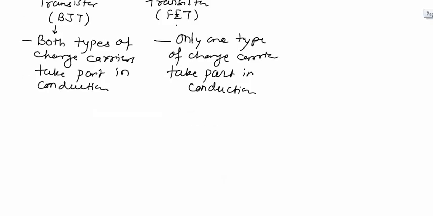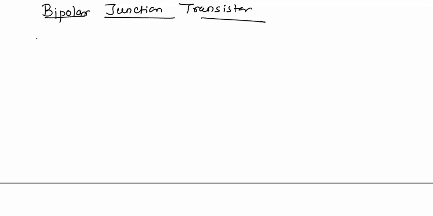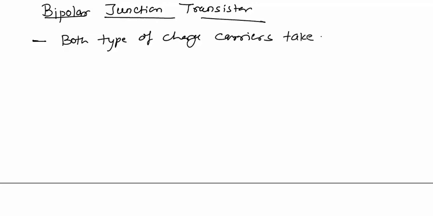Now we will see basics of BJT, bipolar junction transistor. In bipolar junction transistor, both types of charge carriers take part in conduction.